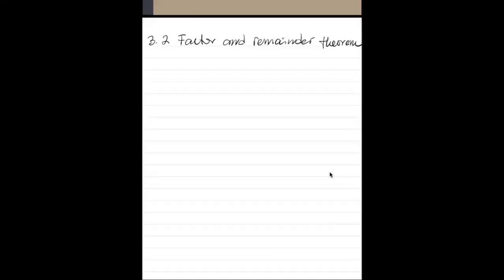3.2 factor and remainder theorem. We're also going to learn here division, polynomial division. There are two kinds of division. We're going to practice long division first.